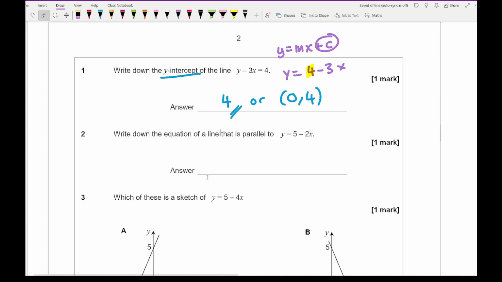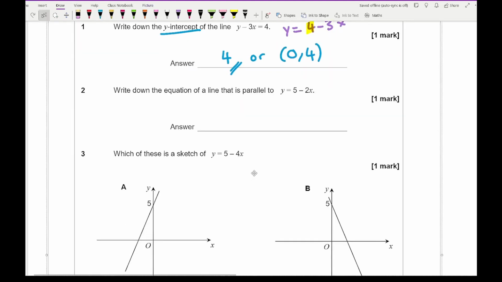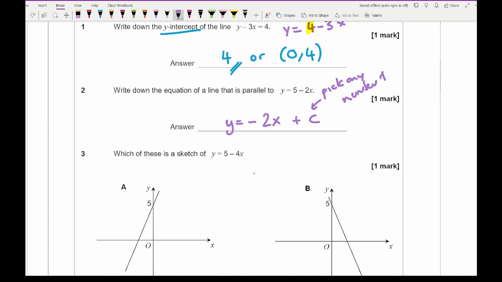For question 2, it says write down an equation that is parallel to y equals 5 minus 2x. Well, parallel lines have the same gradient, so basically I can write any equation that has minus 2x: y equals minus 2x plus whatever, as long as it's not 5, then it's all good. So you basically pick any number that isn't 5. You could even not pick a number and just have 0, or just leave it as y equals minus 2x. That would be absolutely fine.